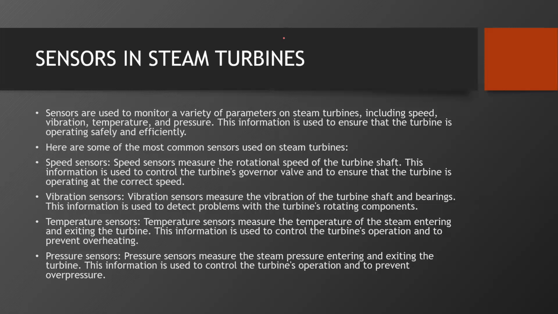The vibration sensor measures the vibration of the turbine shaft and bearings. This information is used to detect problems with the turbine's rotating components. Temperature sensors measure the temperature of the steam entering and exiting the turbine. This information is used to control the turbine's operation and to prevent overheating. Whereas the pressure sensors measure the steam pressure entering and exiting the turbine. This information is used to control the turbine's operation and to prevent overpressure.